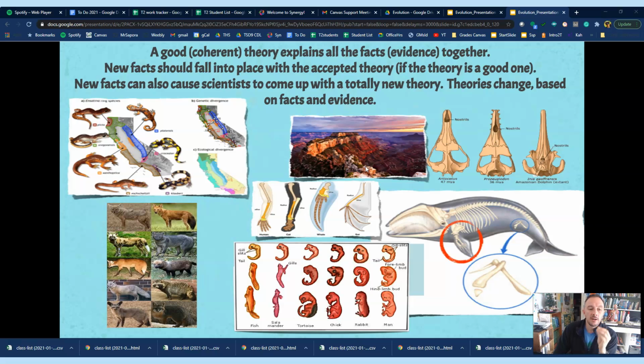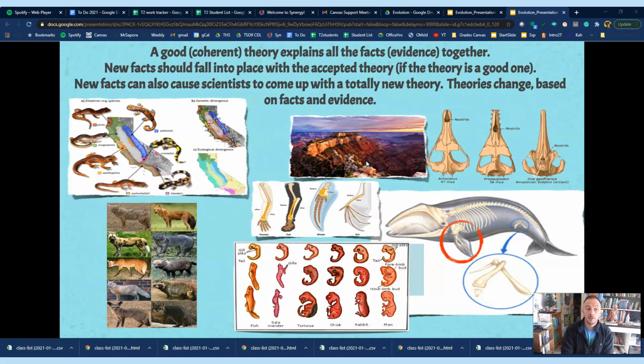So a good coherent theory explains all the facts and evidence together. That's what a good theory does, right? It doesn't leave some out or only explain half of them, right? It explains all of them in a way that makes sense. And theories change over time because the more facts you get, either the stronger your theory is, or the weaker it becomes. And if new facts come in and they line up perfectly with the explanation you have, okay, well, that makes sense because of this, good.